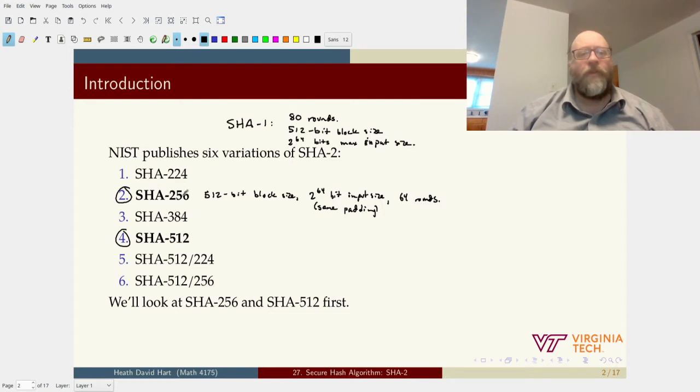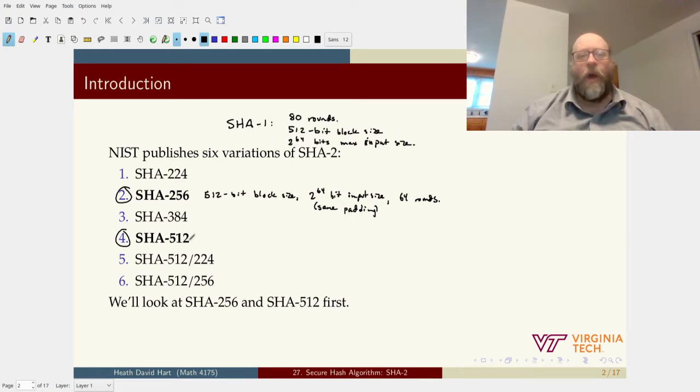And so SHA-256 is a variation of SHA-2. I mean, all of these are variations of SHA-2. But it's sort of meant to directly succeed SHA-1 because it uses the same block size, it uses the same input size, and it's just faster and more secure.